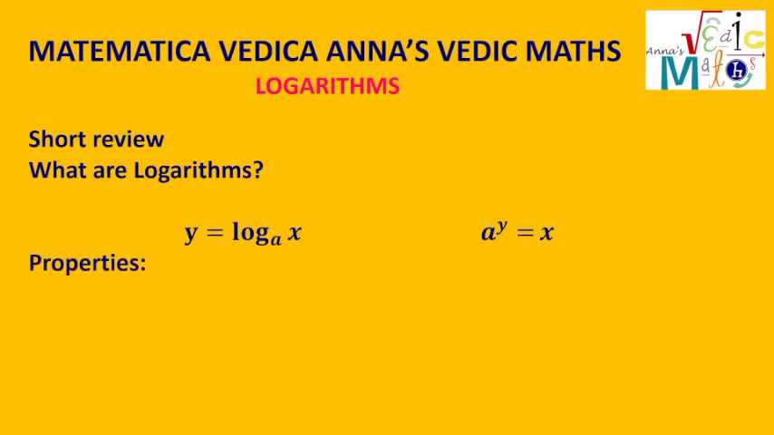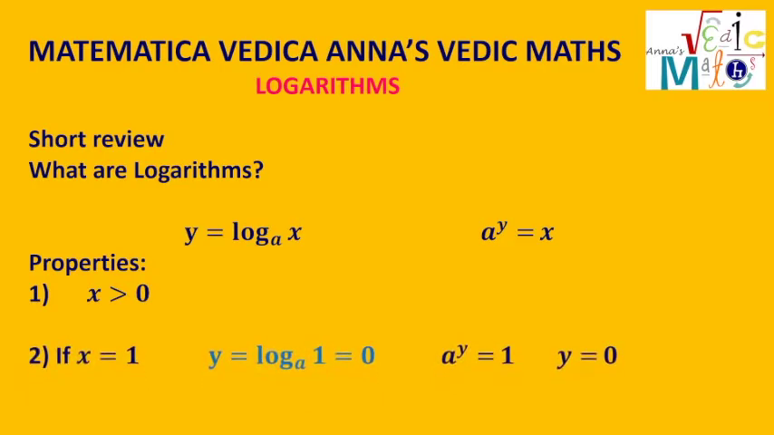Properties, we have 6 properties. 1. x greater than 0. As x is the result of an exponential function, it has to be positive. A negative logarithm argument doesn't exist. 2. Due to exponential properties, if x equals 1, the only possibility for the exponent is 0. If y is the logarithm in base a of 1, this means that the exponent of a to have 1 as a result is 0. y equals 0.